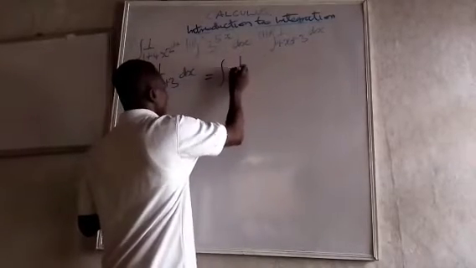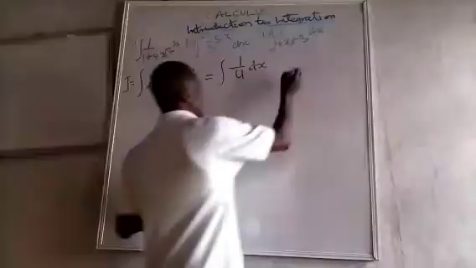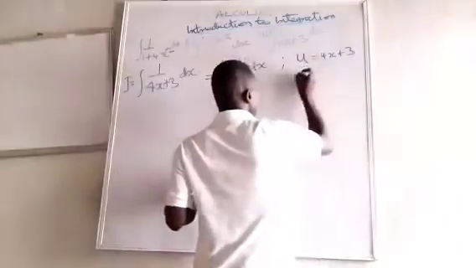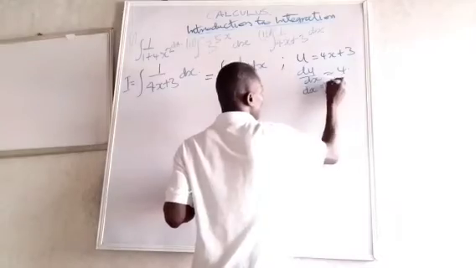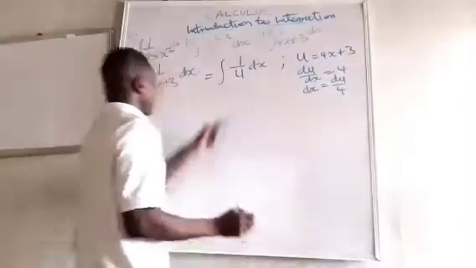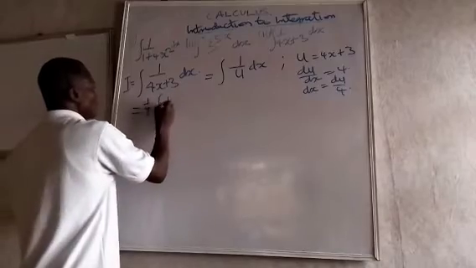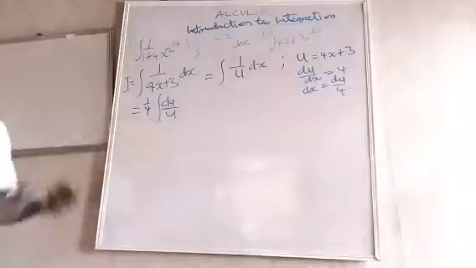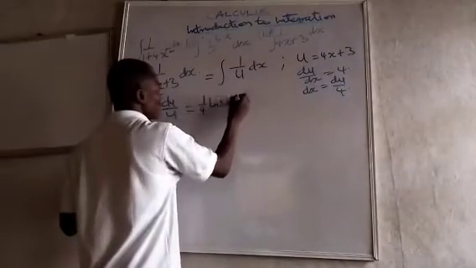1 over u dx. I think we have our u like this. We can now say u equals 4x plus 3. So du dx is equal to 4. So dx is equal to du over 4. That means I can write this as 1 over 4 into the integral of 1 du over u. And you know when we have it like this, it's going to give us ln u. So it's going to be equal to 1 over 4 ln u plus c.